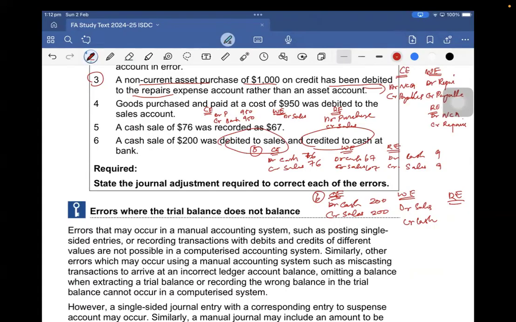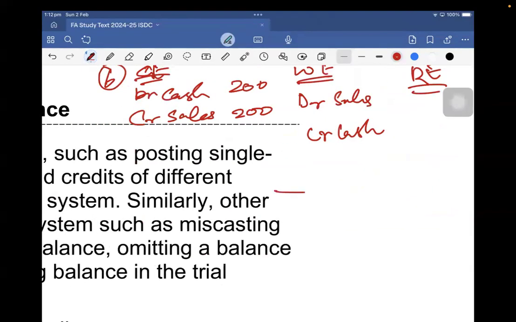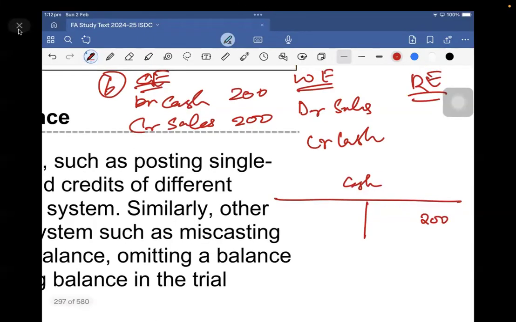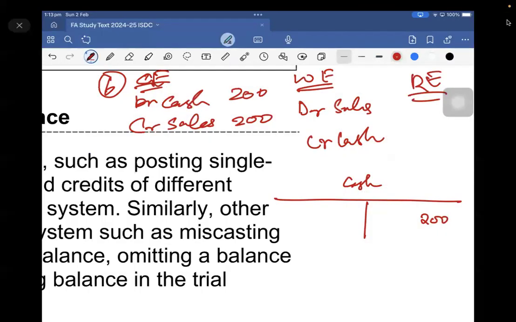But the problem is, if you corrected it with the same amount, it would just tally out. 200 would be tallied. I'll explain that with a representation. Suppose this is the cash account. Show me something, because I cannot see a screen. Okay, I can see it now. Can you see now?